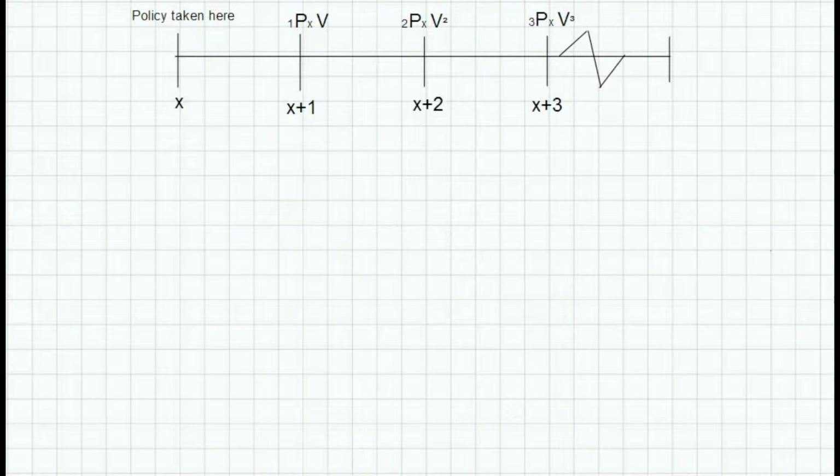The first derivation which I will be deriving in this video tutorial will be the whole life level immediate annuity, notation a_x. This video will be as straightforward as possible for the viewer to understand. We must start by defining what this annuity is.